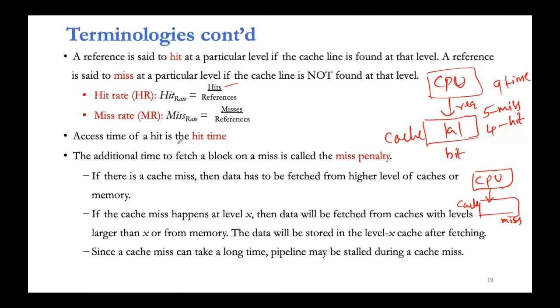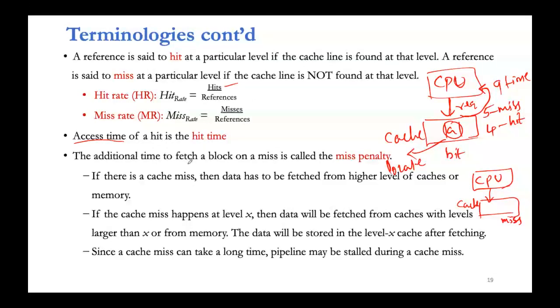So the access time of a hit is the hit time. Access time means when the CPU requests a data address from the cache, the cache will go and locate this data and send it back to your CPU. We call that your access time. Locating the data and sending it back to your CPU, we call that your access time. So the access time of a hit, we call it hit time.